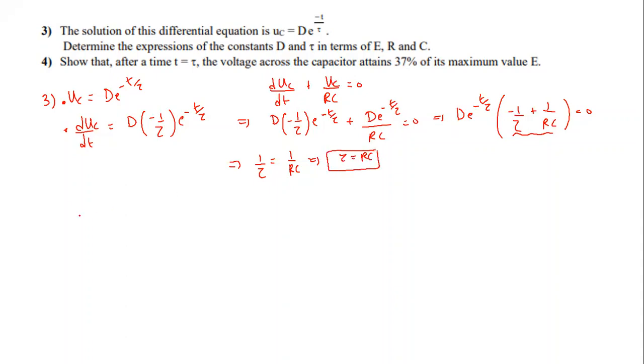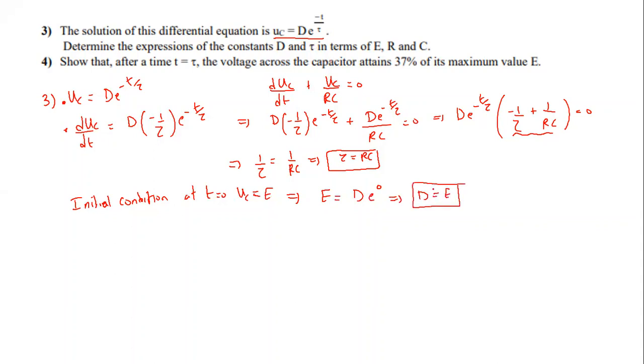Now, in order to find D, we take the initial condition. At t equals 0, uC was equal to E, since it's a discharging process, which means if I substitute in the equation here, I get E equals D e to the power 0, which means that D is equal to E. And here we go, these are the constants.